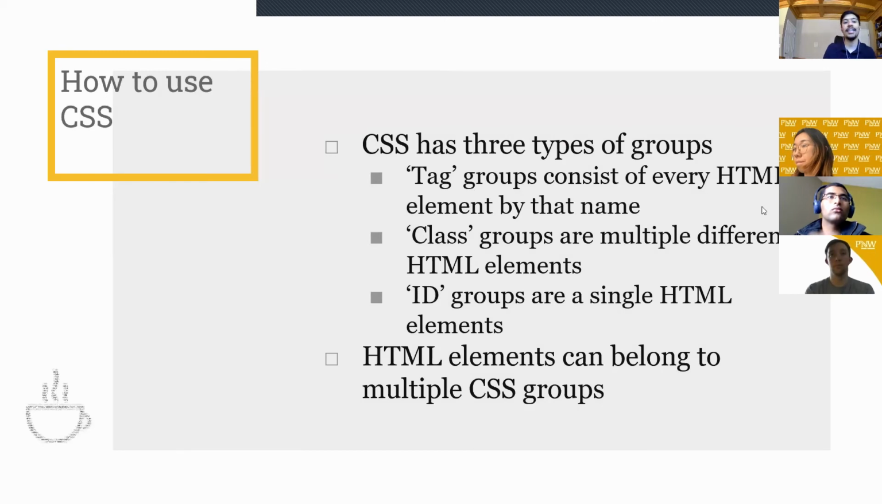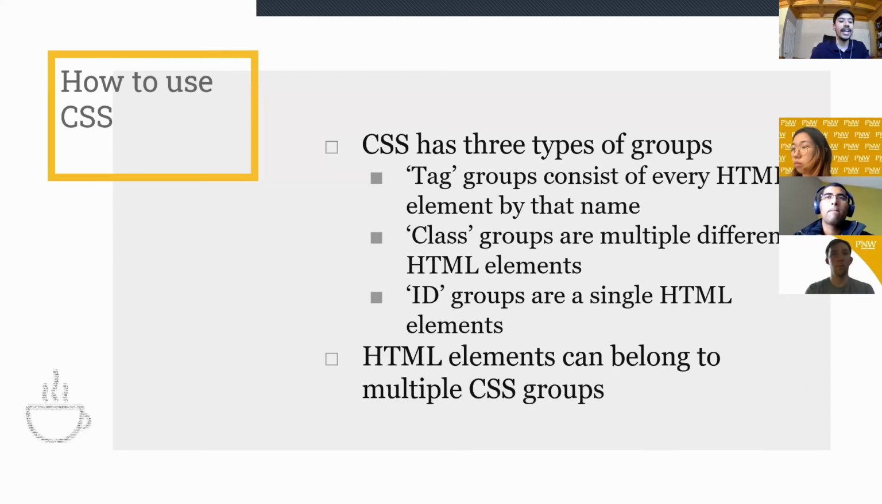CSS has 3 kinds of groups. A tag group consists of every HTML element by that tag name, or that opening tag name. Class groups are multiple different HTML elements that have the same class, and ID groups are a single HTML element.